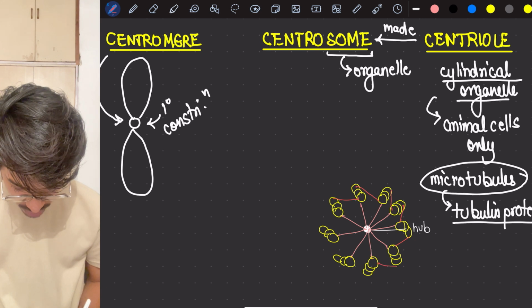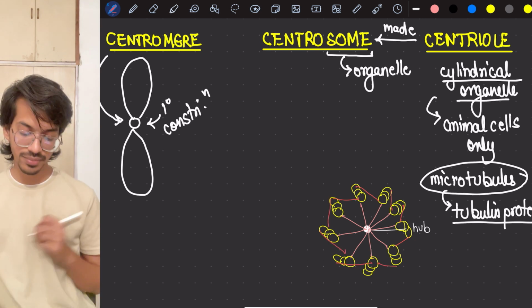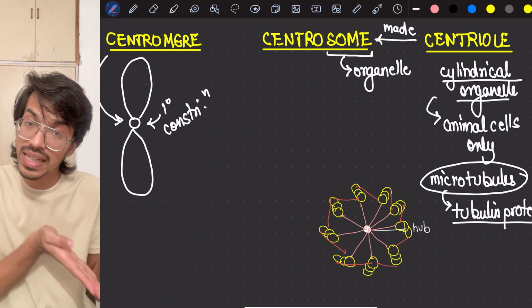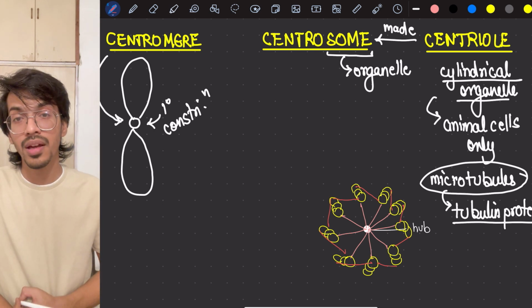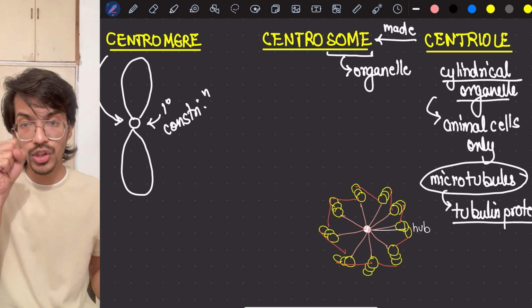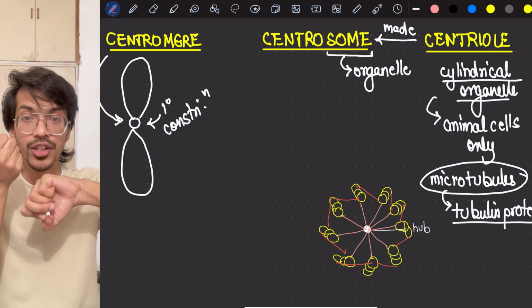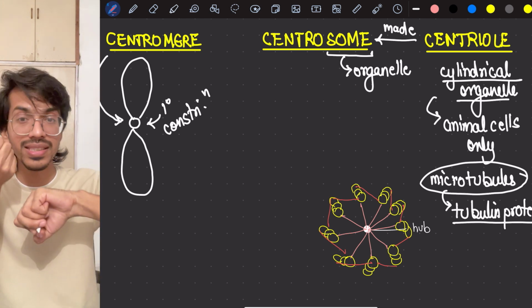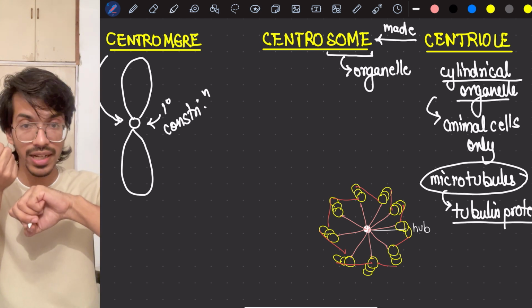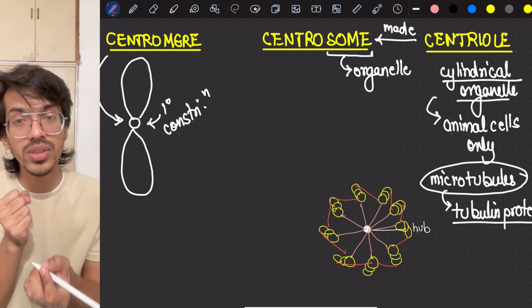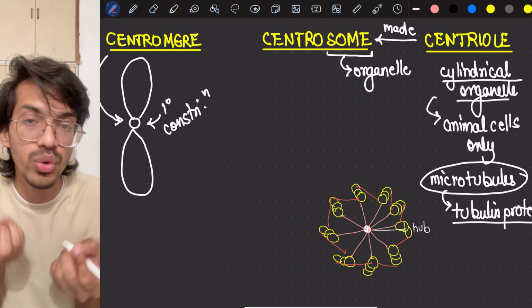So this kind of structure is formed. This is how a centriole looks like. Now, when one centriole is the mother centriole, during the time of cell division it multiplies into another one. So a mother centriole will form what? A daughter centriole. When the two centrioles are present together, they are called centrosomes.